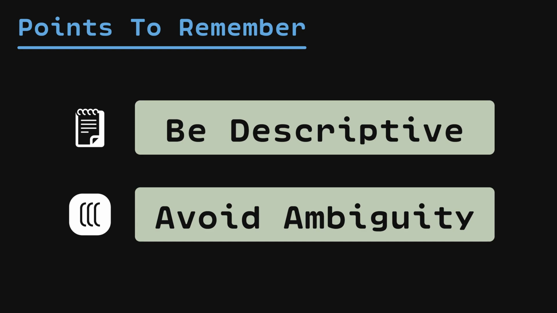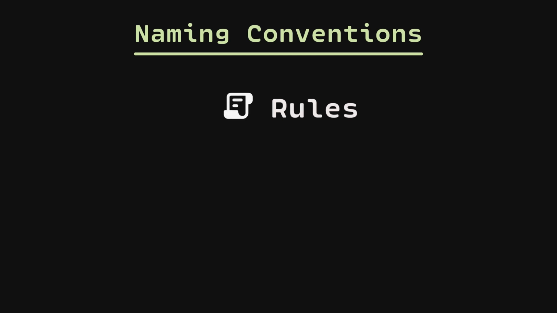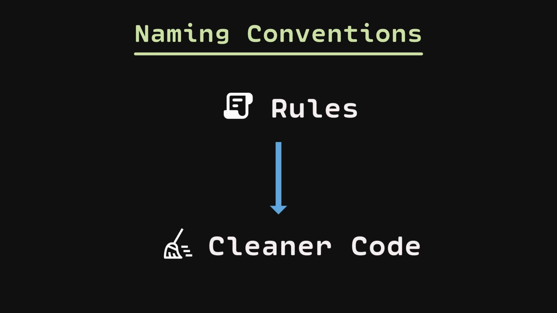Now that we understand the importance of meaningful naming, let's talk about naming conventions. They are a set of rules and guidelines that dictate how names should be formed in your code. They help maintain consistency and make your code base more predictable. Let's explore a few common naming conventions.